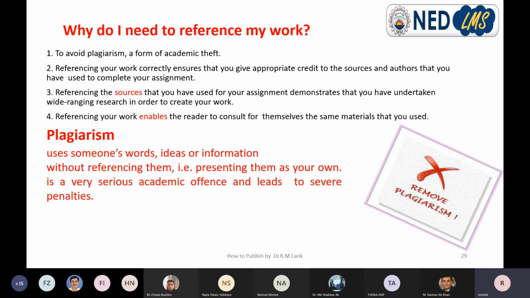Obviously it means some penalties and offenses. You need to remove plagiarism from your work and stay away from copying other works, other ideas, sentences, or anything else.